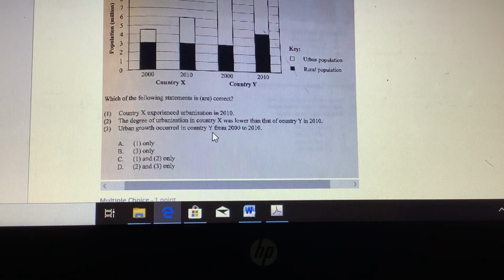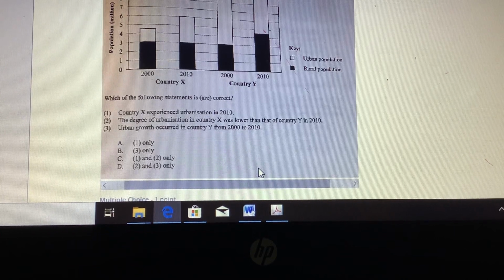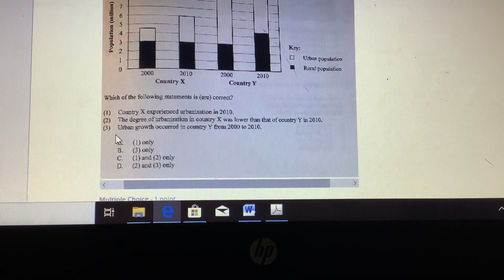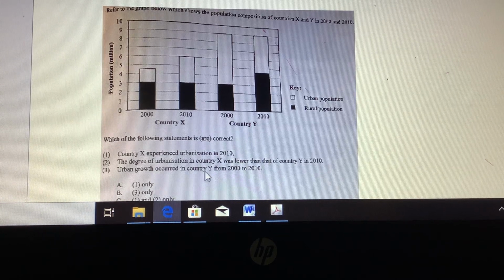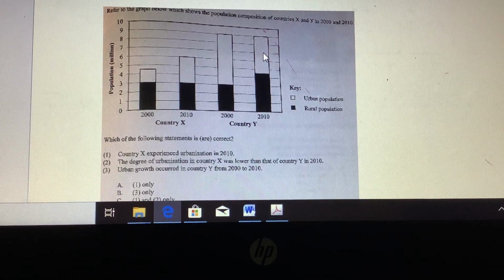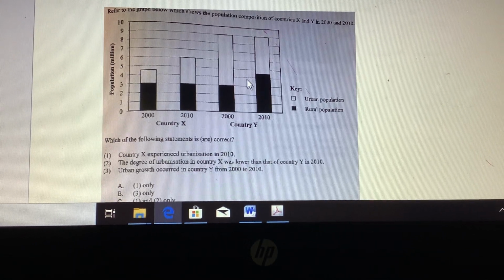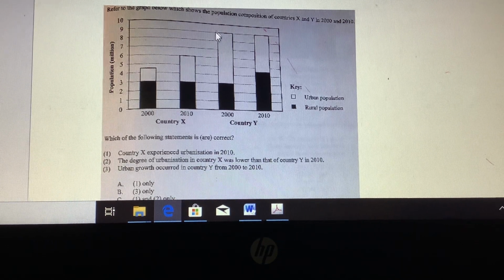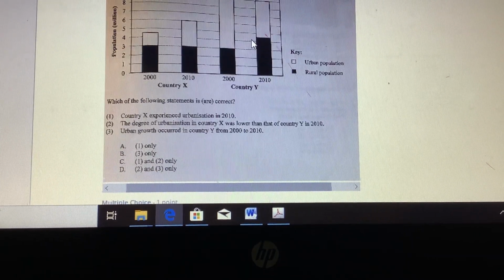Okay, urban growth occurred in country Y between 2000 and 2010? Is there any option with 1 and 3? Actually no. But number 1 is actually right. So it's quite sure that A is the correct answer because we don't have 1 and 3, but anyway, let's check the remainder. Urban growth is about the increase in the number of urban population, but you can see more people are living in the rural area actually. So urban growth does not exist, because here the urban population accounts for 6 million, but here it's just 4.5 million. So it's not right.